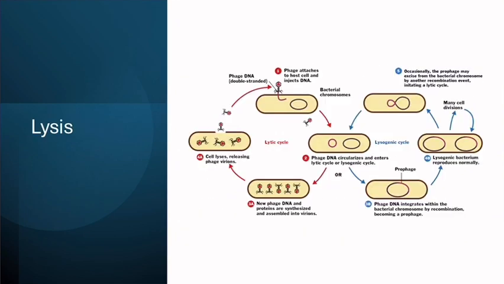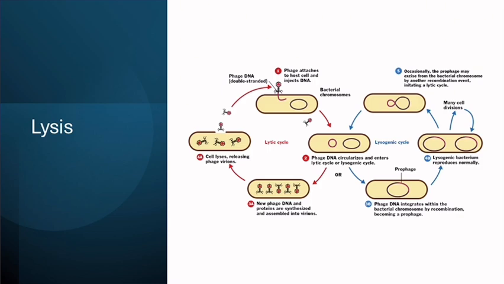Inside the cell, the virus's genetic material takes control. Think of the cell as a factory and the virus as a hacker. The viral DNA or RNA reprograms the cell to stop its normal activities and instead start producing viral components like capsid proteins, enzymes, and new copies of the virus's genetic material.